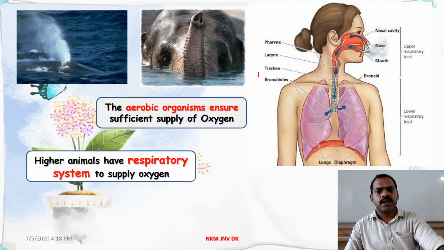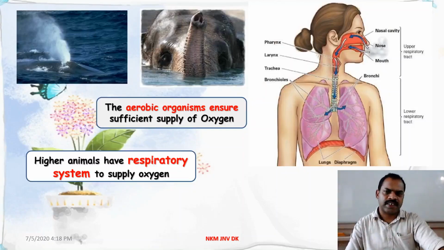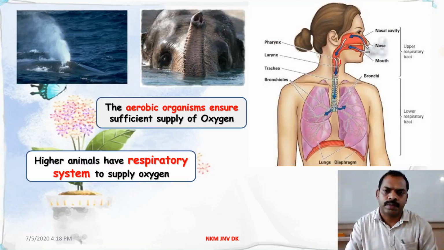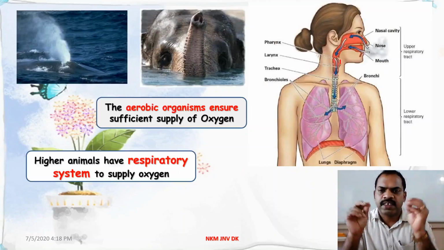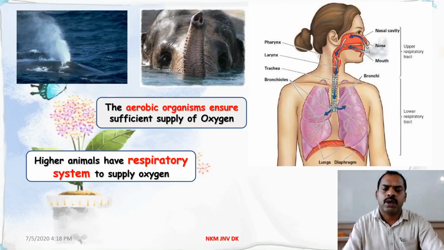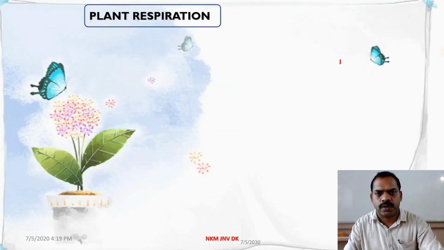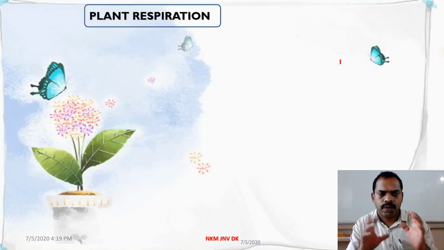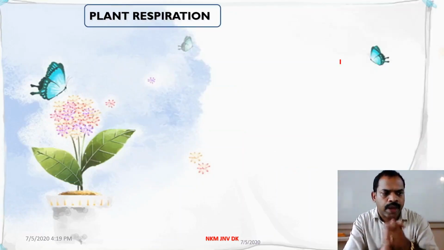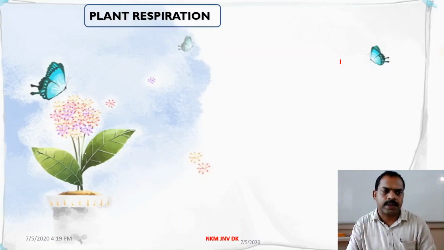And they have a special respiratory system here. Not like bacteria or yeast, which are single cell. We have a respiratory system, a group of organs working together. That is called a respiratory system in the higher organisms. So first we will see how plants do respiration.